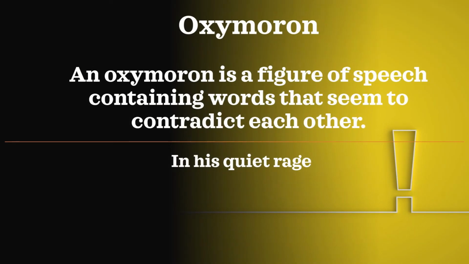Oxymoron is our next literary device. Oxymoron is using two opposite adjectives. In this line, "in his quiet rage," there are two opposite words or adjectives. Rage is getting angry. So when you get angry, you will never be quiet, right? You get frustrated, you scream, you make lots of noise, right? Even the tiger does the same thing. But here, the word quiet is used along with rage. So this is a good example of oxymoron, where the tiger is angry but he's still quiet.